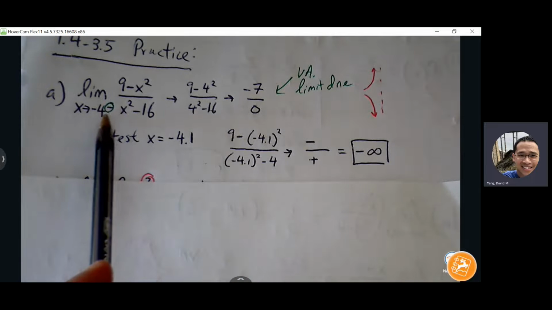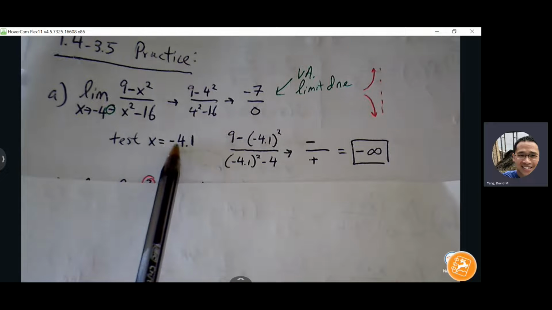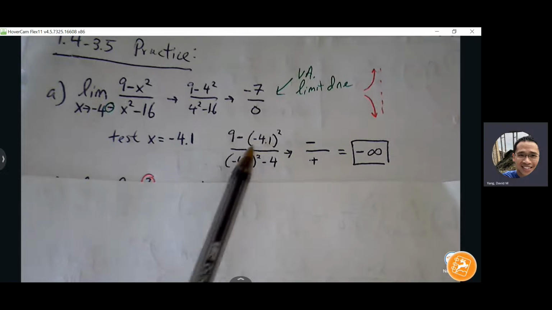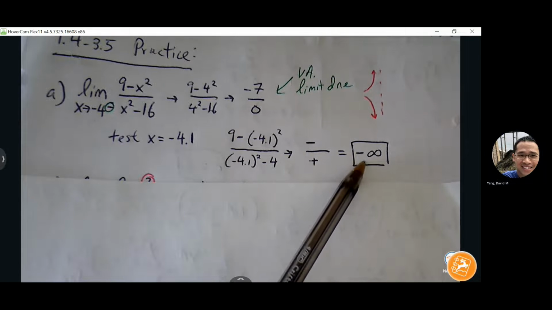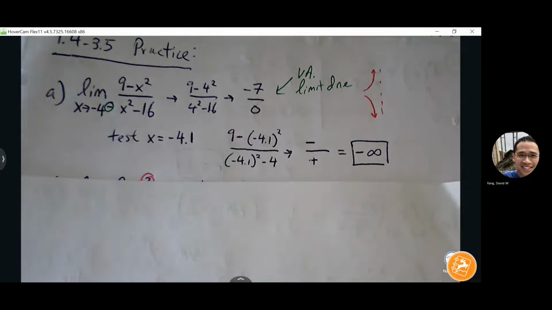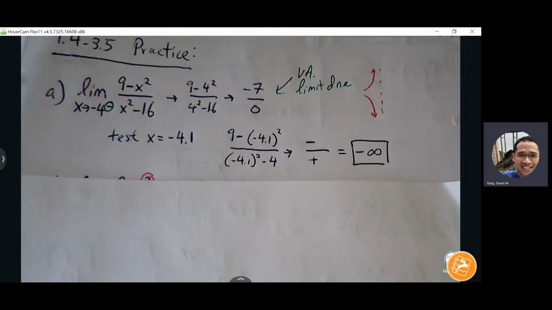So slightly to the left of -4 is -4.1. Insert -4.1 in for x. We get negative over a positive, therefore negative infinity. So notice that we only deal with decimals if we first realize that there is an asymptote to work with. If there is no asymptote, you're going to go through the entire problem without touching any decimals.